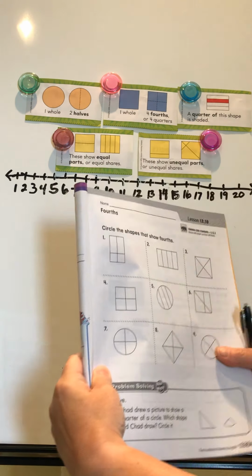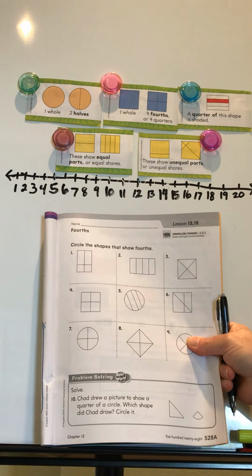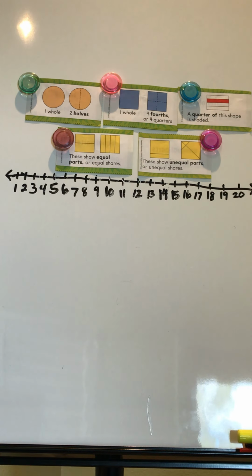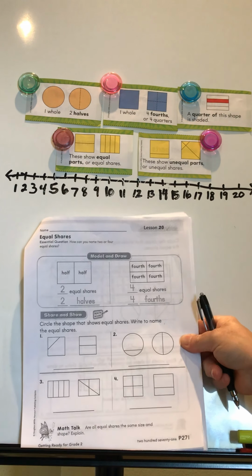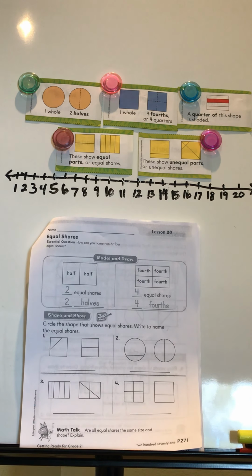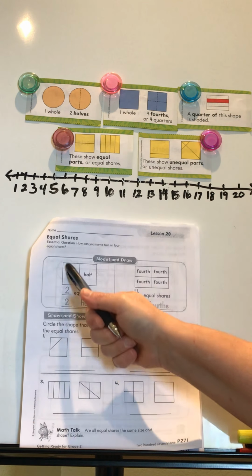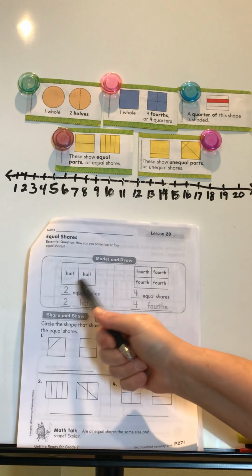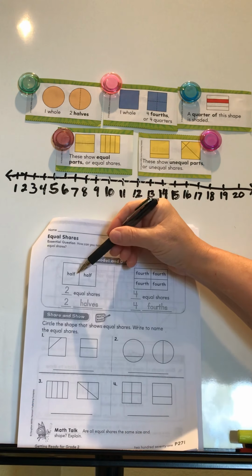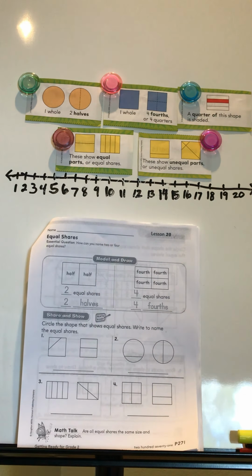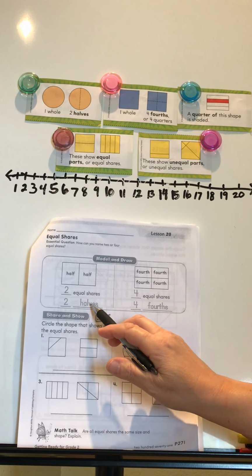All right. Okay, you have on your white pages some more fourths. Remember, fourths mean 4 equal parts. Okay, on your packet in lesson 20 on page 271, we're going to look at equal shares again. So how can you name 2 or 4 equal shares? So remember, if it's 2 equal shares, it's halves. So here's 1 is a half, another half. When we have more than 1, we change that F to the VES to make it halves. So we have 2 equal shares or 2 halves.